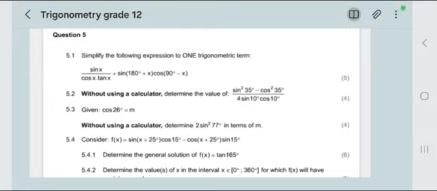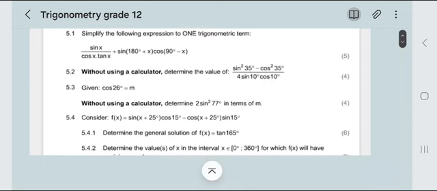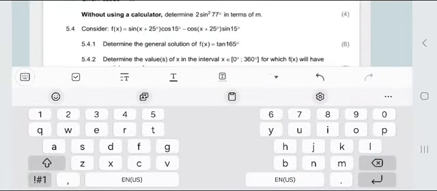Hi, ladies and gentlemen, we are given question 5. 5.1 says simplify the following expression in one trigonometric term. You're supposed to simplify this to one trigonometric term. Okay, no problem.